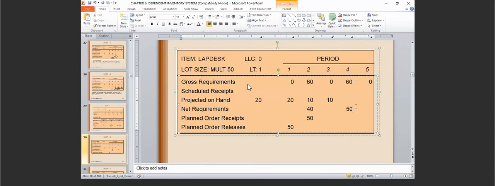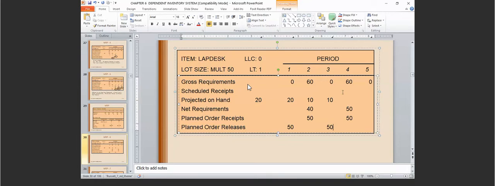So the net requirement is matched with the lot sizing technique of multiples of 50 units. The order received here may be 50 units received in period 4, and the order release will be in period 3. We go backward based on the lead time for the lab desk, 1 period. So we go backward 1 period. Here we have 50 units.